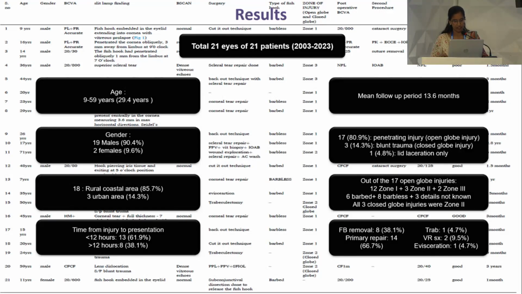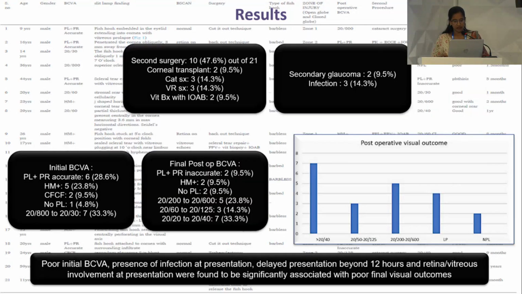80.9% were open globe injuries, and 14.3% were blunt trauma. Barbed hooks were seen in 6 patients, 8 were barbless, and 3 details are not known. Second surgery was done in 10 cases out of 21. Corneal transplantation was done in 2 cases, cataract surgery in 3 cases, and vitreoretinal surgery in 3 cases.